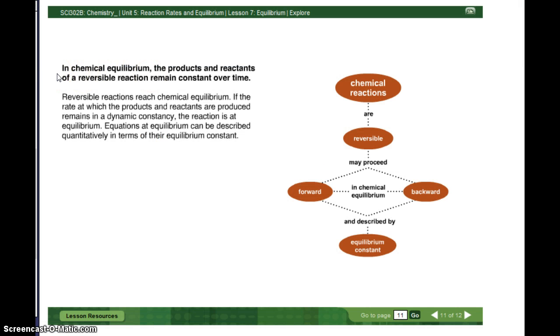In chemical equilibrium, the products and reactants of a reversible reaction remain constant over time. Reversible reactions reach chemical equilibrium if the rate at which the products and reactants are produced remains in a dynamic consistency. So meaning even though it's going back and forth, the percentage is the same, the reaction is at equilibrium. Equations at equilibrium can be described quantitatively, or with numbers, in terms of their equilibrium constant. Chemical reactions are reversible. They may proceed forward, they may proceed backwards, but they can be in chemical equilibrium and are described by the equilibrium constant. And that's it. As always, if you have questions, let me know.